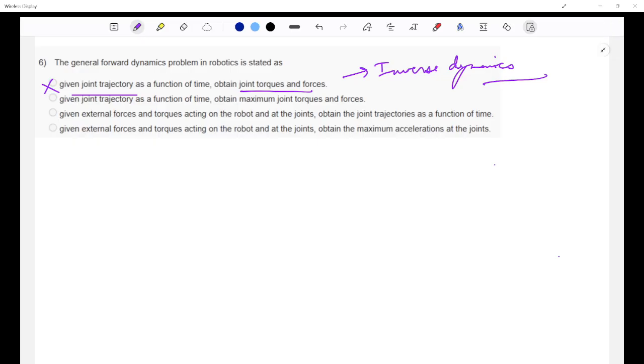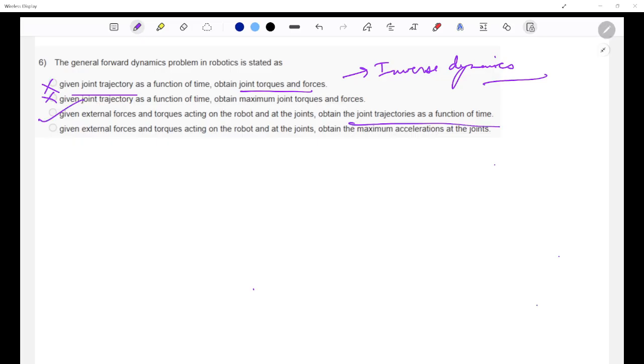The second option is: given joint trajectory as a function of time, obtain maximum joint torques and forces. Why? Still it is an inverse dynamics problem. It only adds the word maximum, but the input is still trajectory. So it is also wrong. Forward dynamics does not start from trajectory. The third option is: given external forces and torques acting on the robot and the joints, obtain the joint trajectories as a function of time.